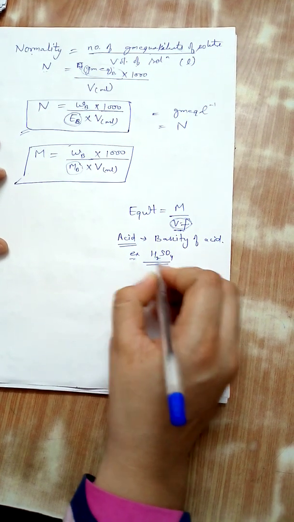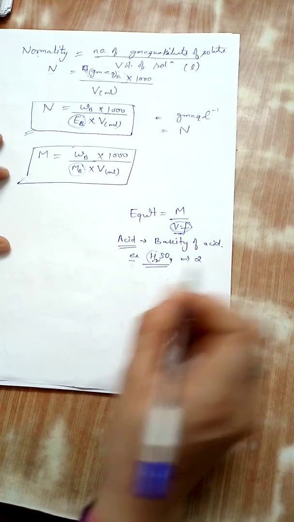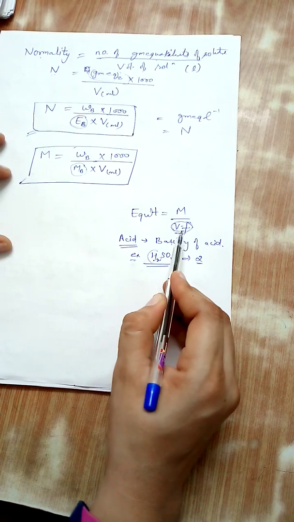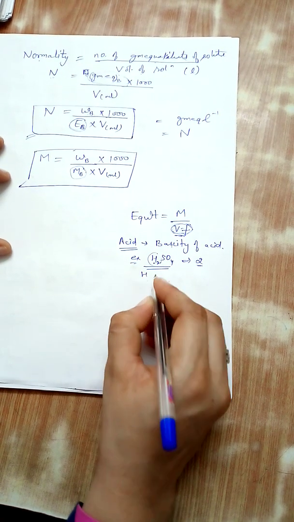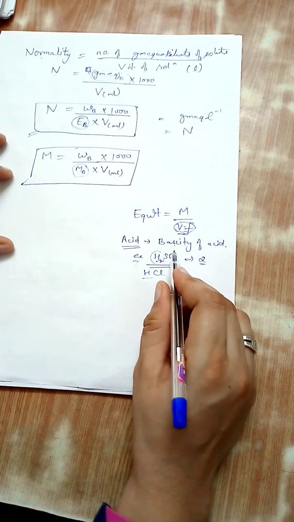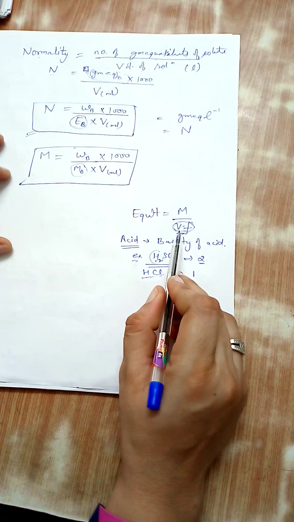So how much H plus ion can it give? It can give 2 H plus ions. So the basicity of this acid is 2 and the valency factor will be 2. If we are having the acid HCl, it can give 1 H plus. So the basicity of this acid HCl is 1, which means the valency factor is 1.